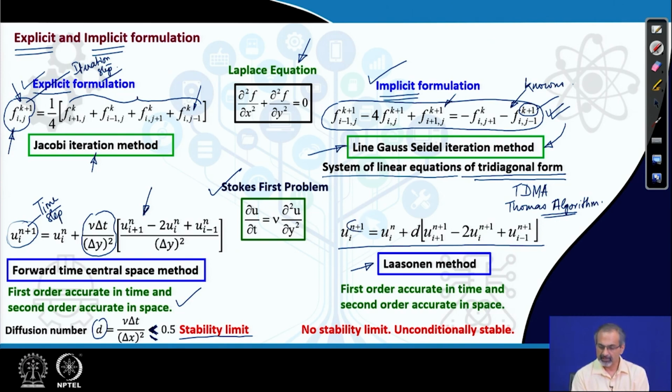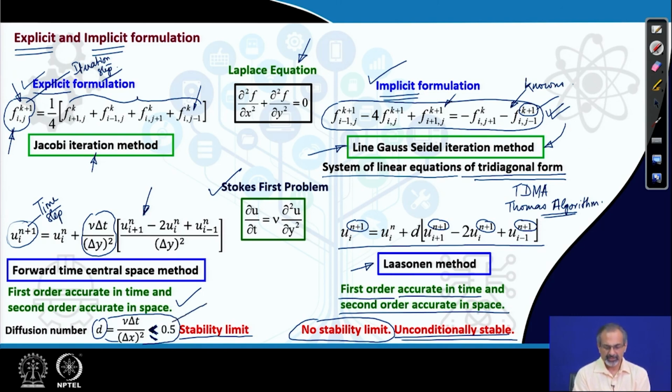So, here there are multiple terms which contain the n plus 1th time step, and therefore, they will have to be solved simultaneously. Accuracy wise, it is first order accurate in time, second order accurate in space. Interestingly, it has no stability limit whatsoever, it is unconditionally stable. That means, you are not forced to maintain values of this kind.